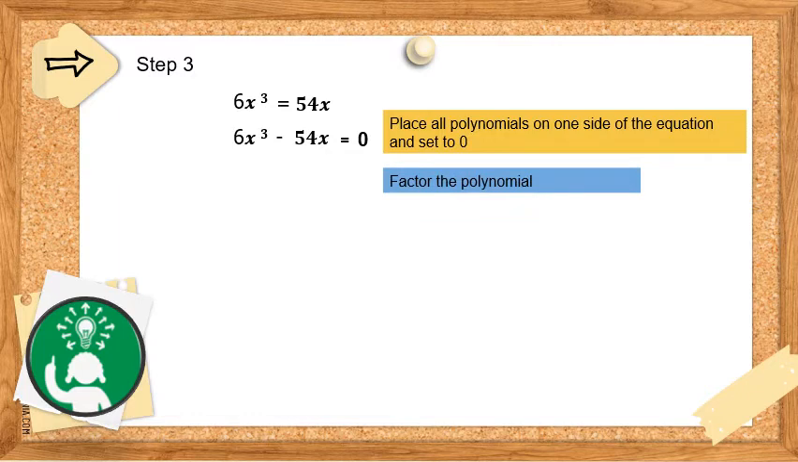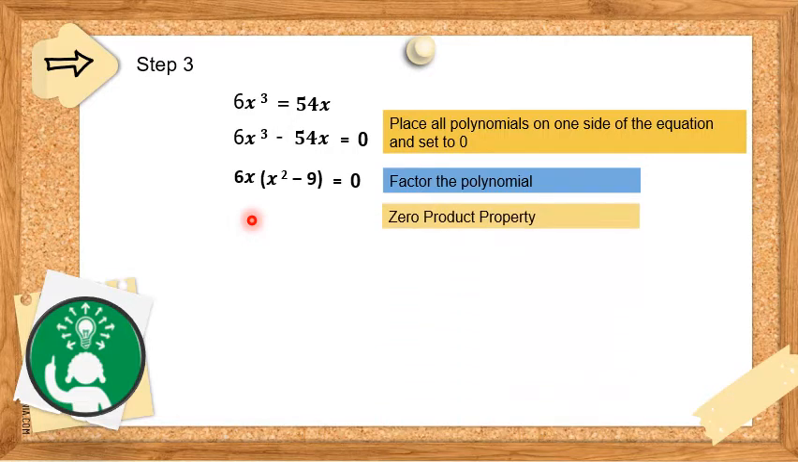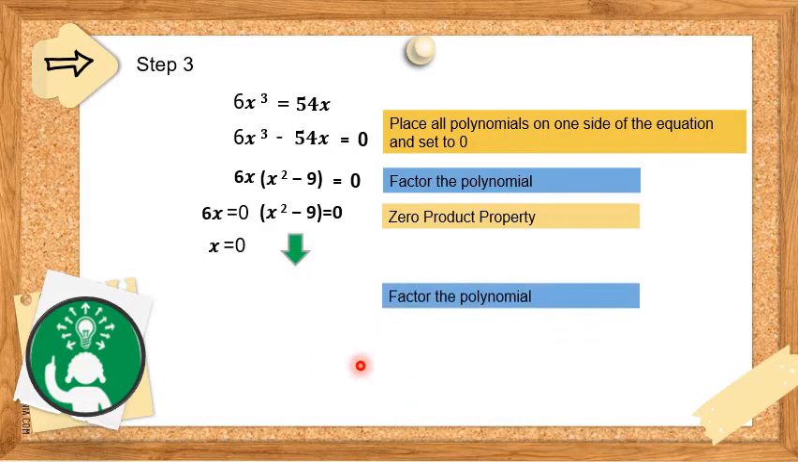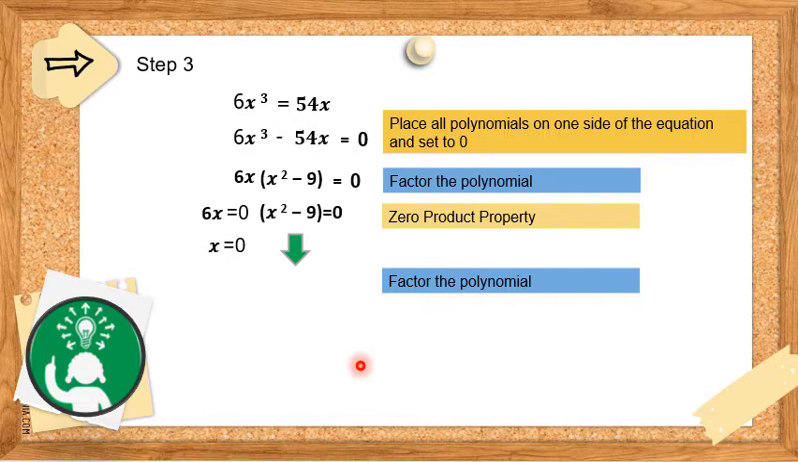Then factor the polynomial. As you can see here, there is a common monomial factor, and our GCF here is 6x. The other factor is the quantity x squared minus 9. Then let's set it equal to 0 and use the zero product property. 6x equals 0, then x equals 0. Then we have x squared minus 9 equals 0, and this one can be factored further. This is the difference of two squares.